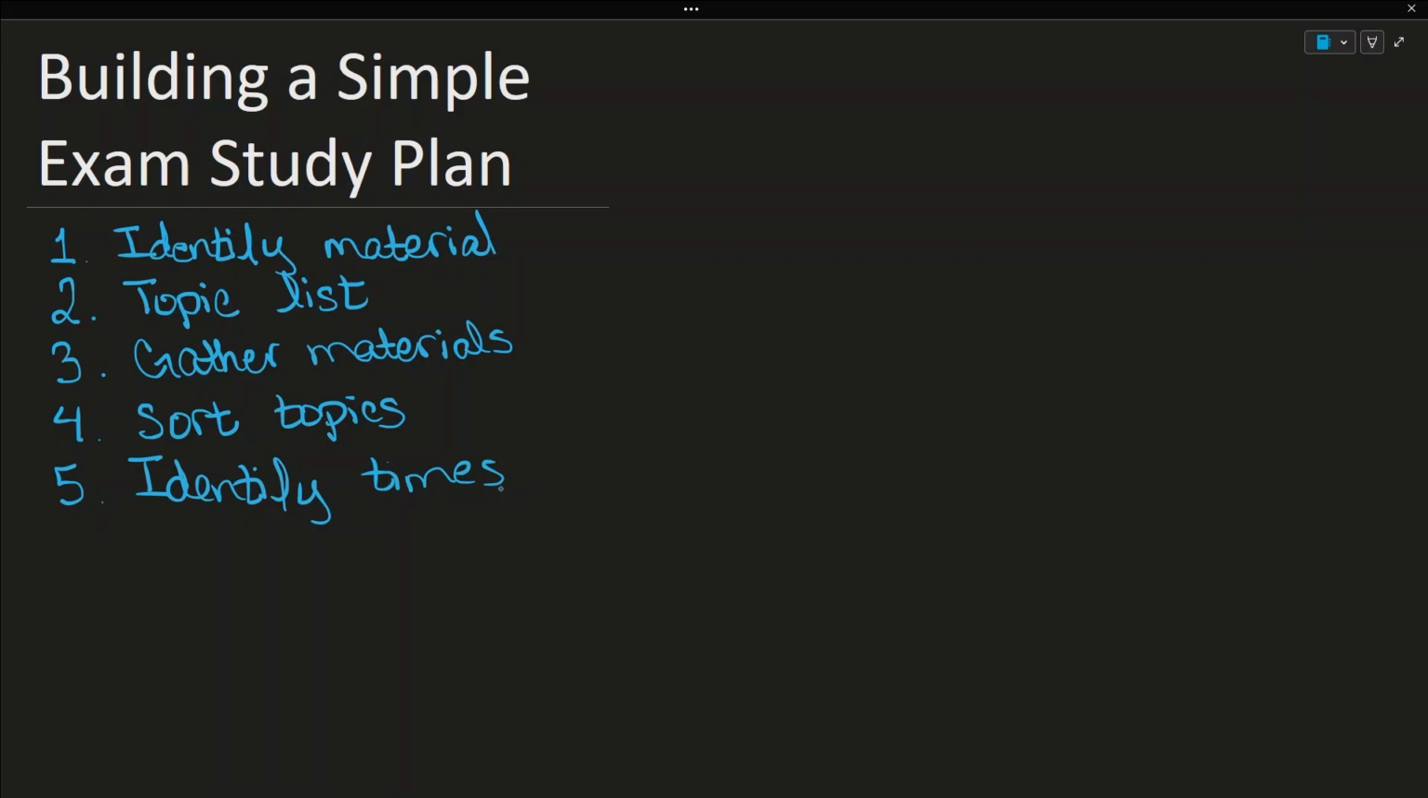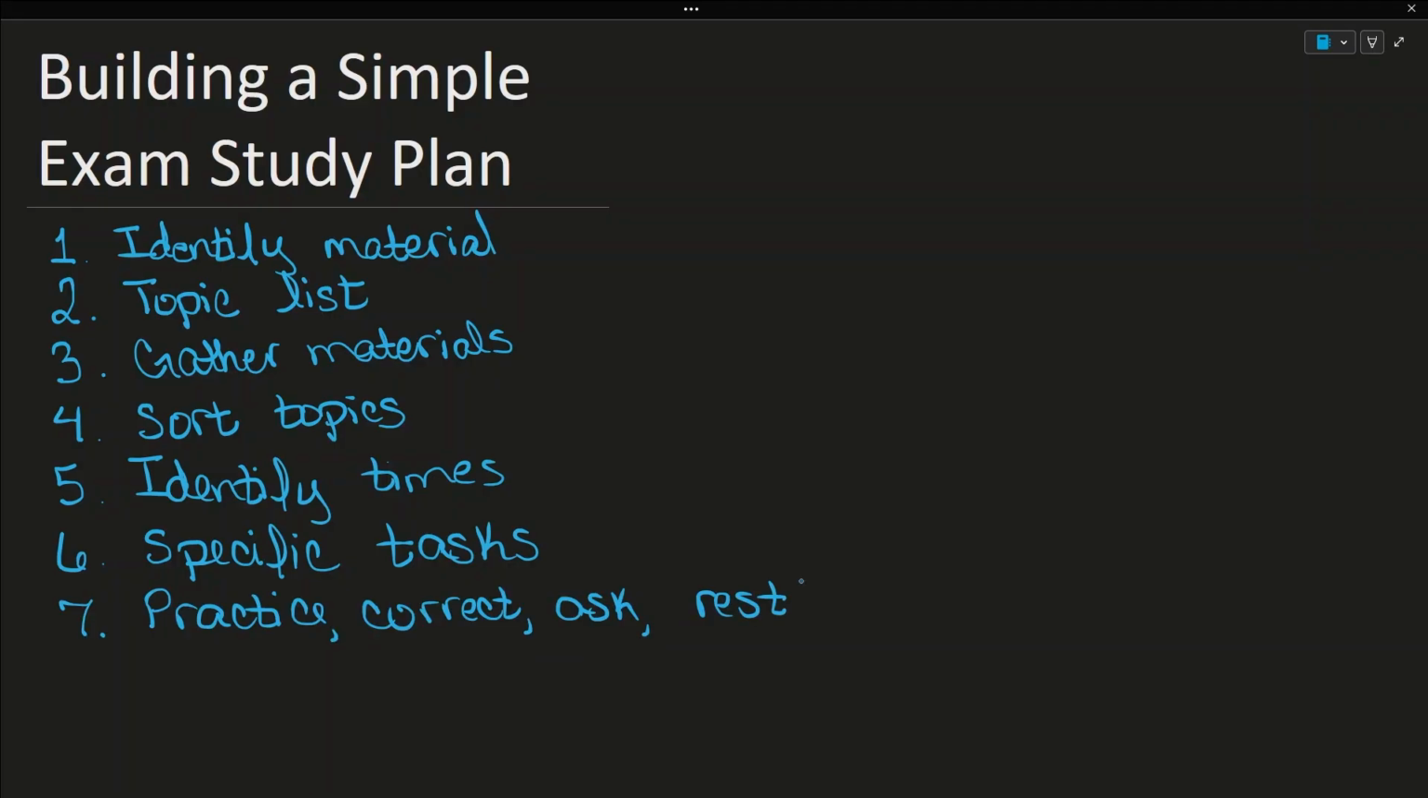Fifth, identify realistic study times. Sixth, assign a specific task to each session. Seventh, include practice, corrections, questions, and rest. Finally, check your progress and adjust the plan when needed. That may sound like many steps, but your finished plan can be very simple.